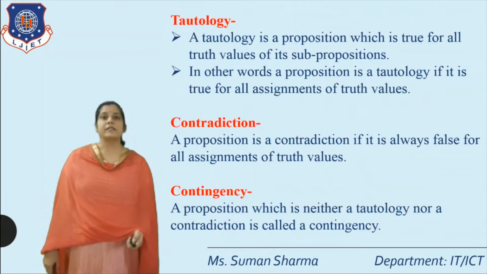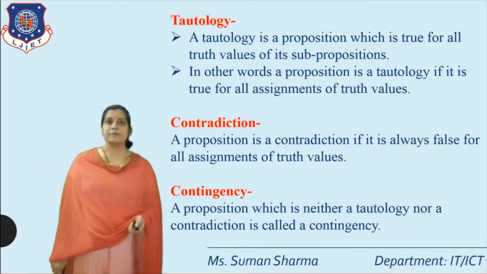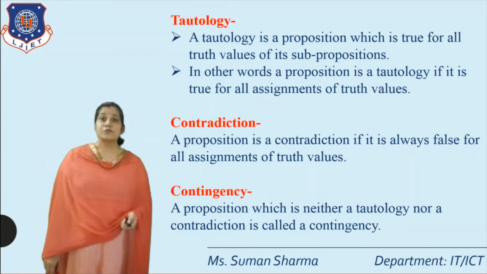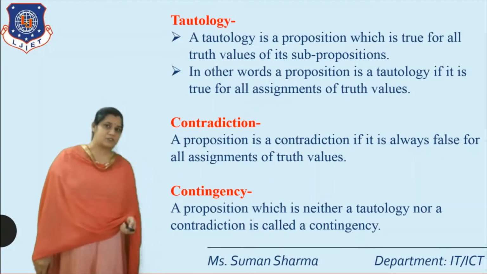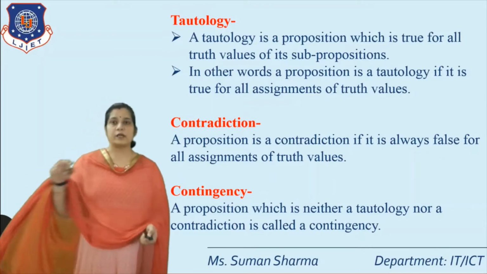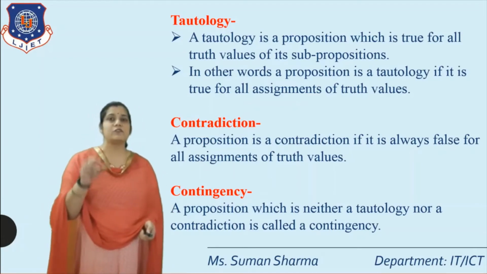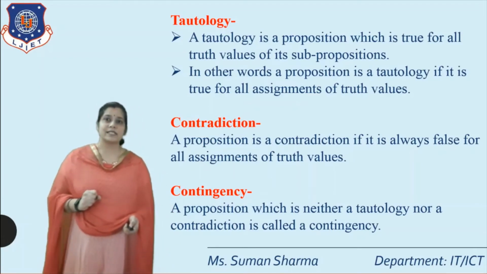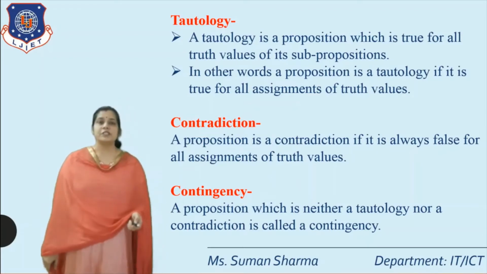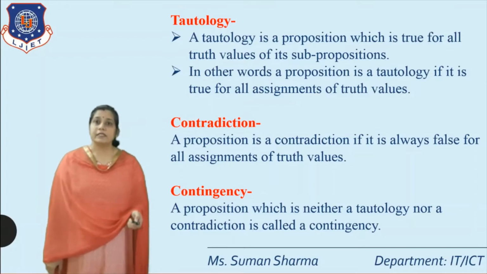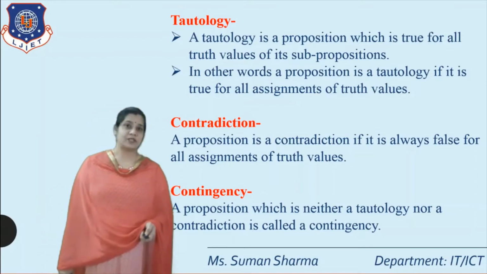Next is the tautology. What is the meaning of a tautology? A tautology is a proposition which is true for all truth values of its propositions. That means if we have a truth table and in the final answer all the values are true, you can say that this is a tautology. In other words, a proposition is a tautology if it is true for all assignments of the truth values.